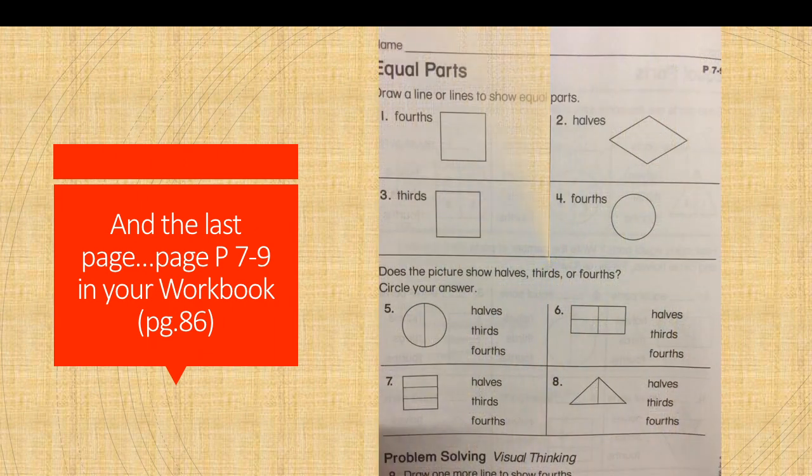Page B79. In your workbook, also page 86, but the second one. We are going to do the same. Draw lines to show equal parts. In this square, you need to show fourths. How many equal parts do you need to make? If you have fourths, look here, it says fourths. That means 4 equal parts. Do it.